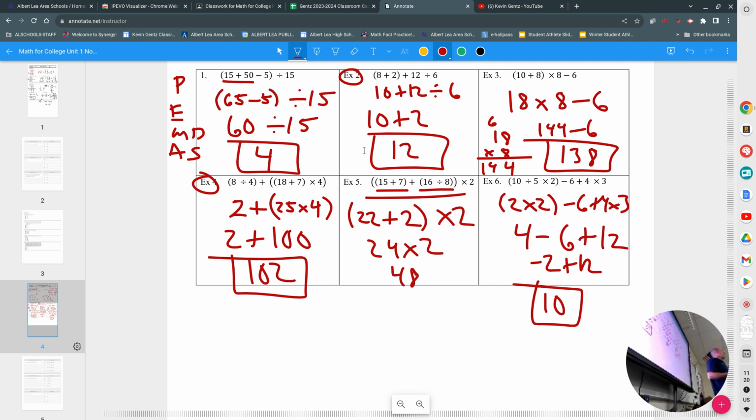So order of operations and ordering numbers. A nice little review. We're going to do a review of percents and averages on Monday, and then you'll be ready to kind of prepare for your first test.